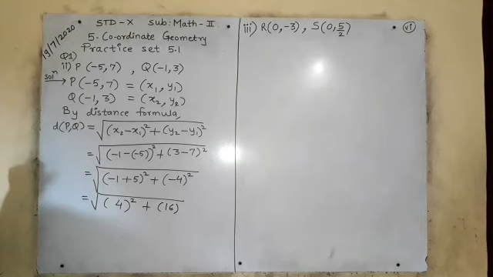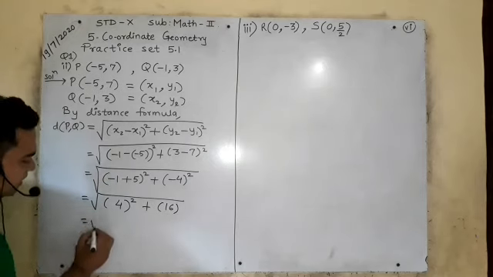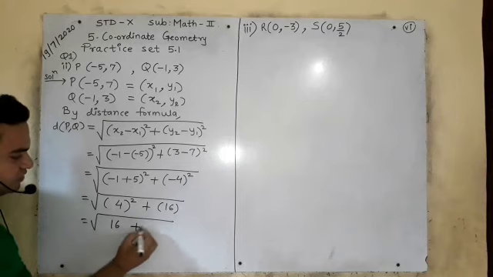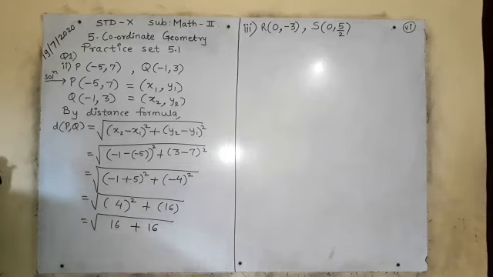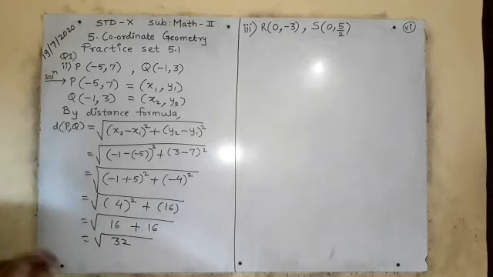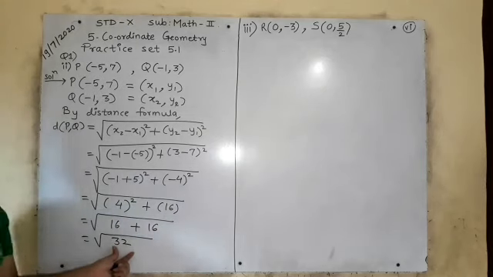Minus 4 square will be 16. Now here you should write the step. Square of 4 will be 16. This is positive, this was negative. Is it clear? So 16 plus 16 is how much? 32. Is 32 a square root of any number?